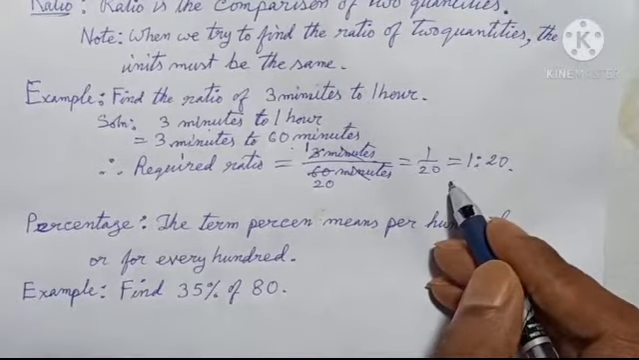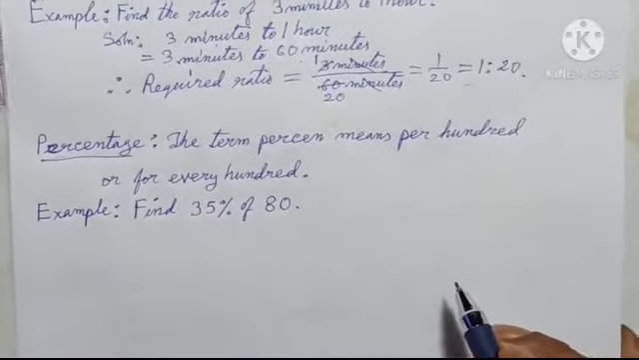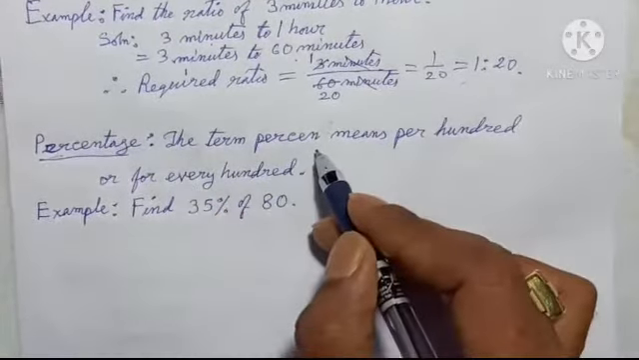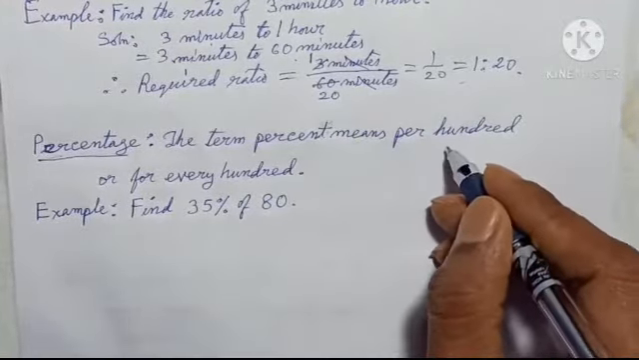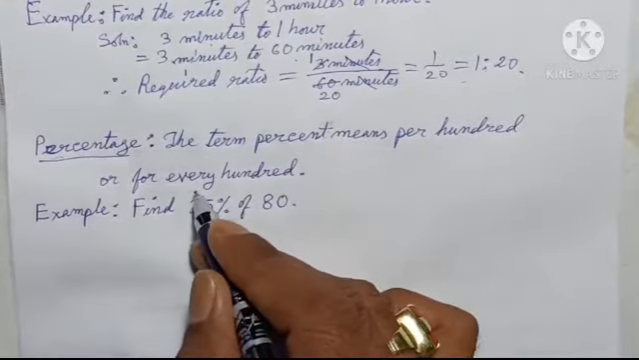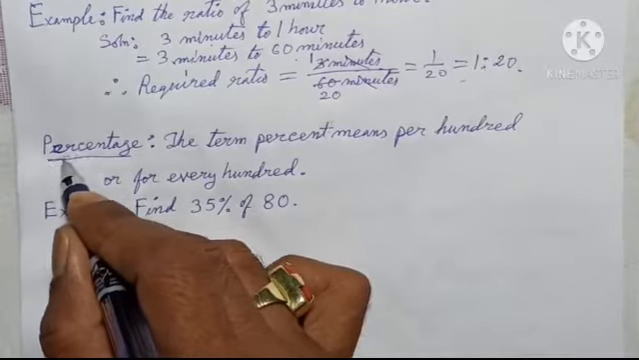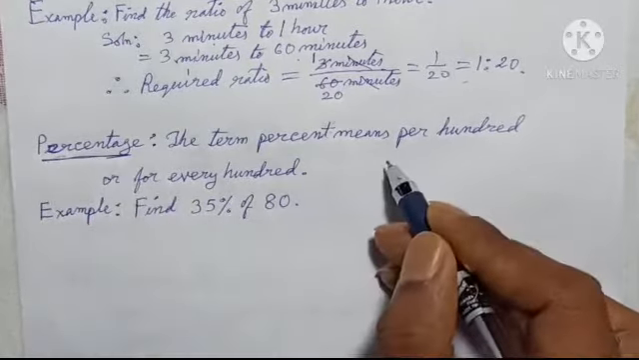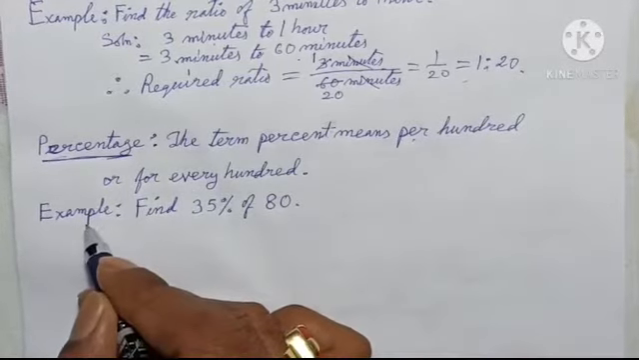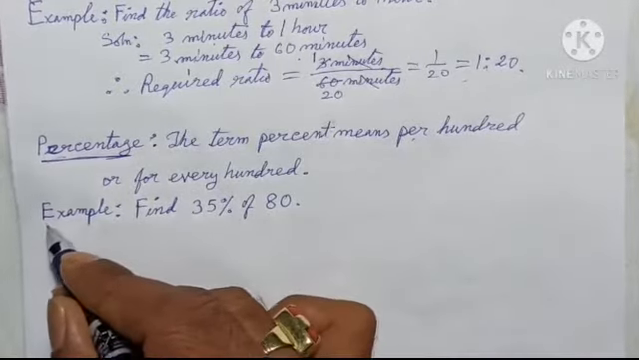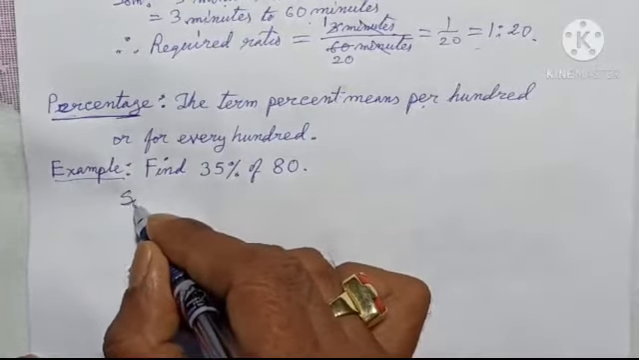Next, let's study about percentage. The term percent means per 100 or for every 100. The meaning of percentage is per 100 or for every 100. Now let's write this question. Example: find 35% of 80. Now solution.